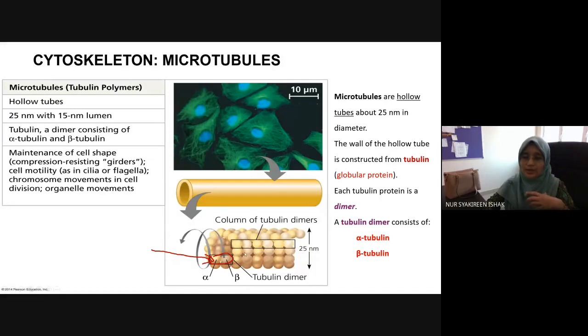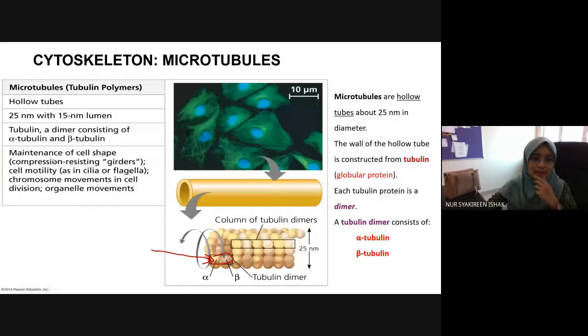They are globular proteins, and each tubulin is a dimer. These are tubulin dimers, but they exist in pairs. You have the alpha tubulin and also a beta tubulin, and that forms a dimer. You assemble the dimers together and they form the structure of microtubules.